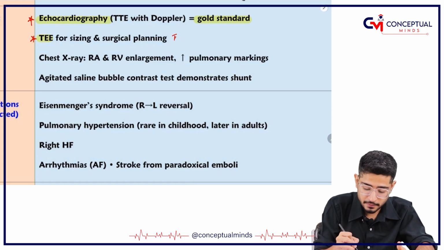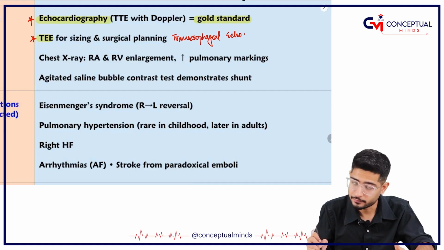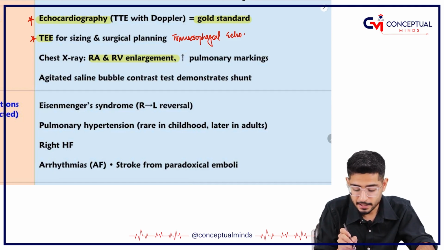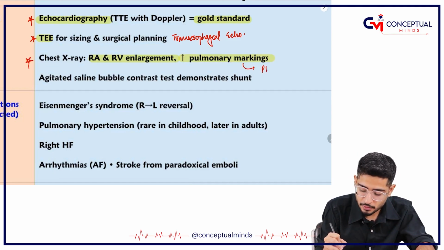Okay, so transesophageal echocardiography. In chest x-ray, the right atrium and right ventricle will be enlarged, and of course the pulmonary markings are going to be very prominent, which is called plethora.